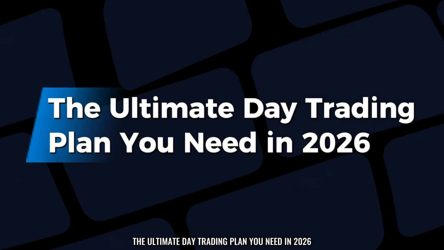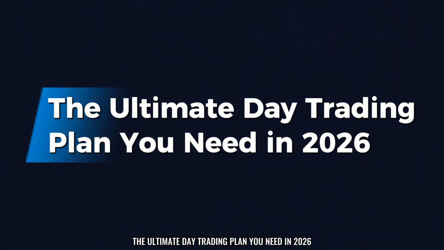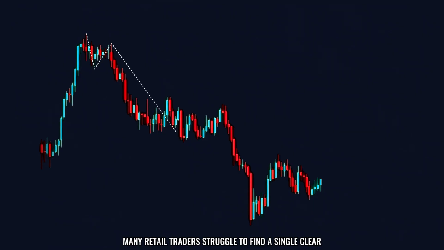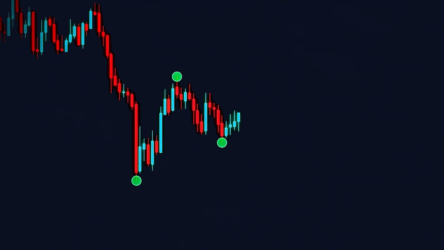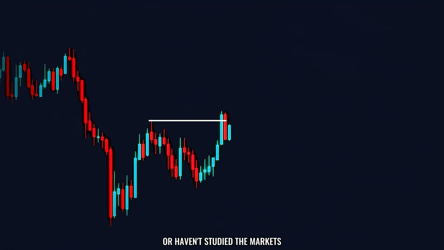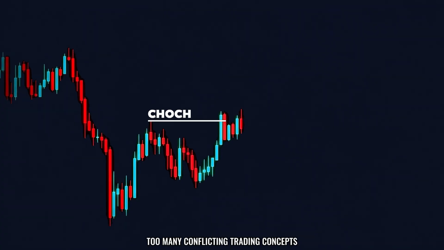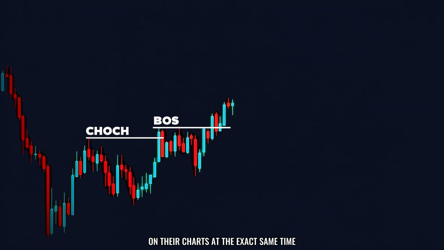The ultimate day trading plan you need in 2026. Many retail traders struggle to find a single, clear, profitable trade setup. But why does this happen? It's not because they lack dedication or haven't studied the markets. It's because they try to apply too many conflicting trading concepts on their charts at the exact same time.